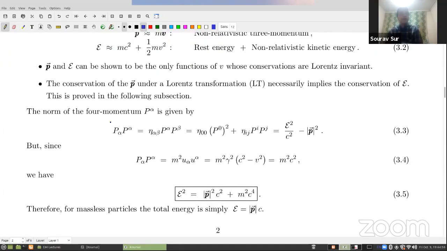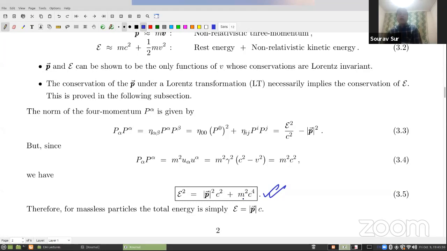Another thing you can note is that the norm of the 4-momentum, P alpha, can be written in this fashion, and it gives you E squared over C squared minus P squared. And also you have the norm of P alpha equal to M squared U alpha, by definition, and U alpha is C squared. So this is M squared C squared. So comparing these two, you get this relationship.